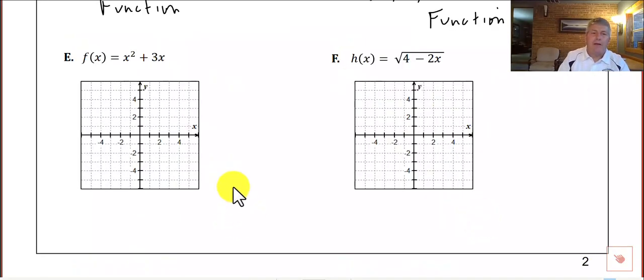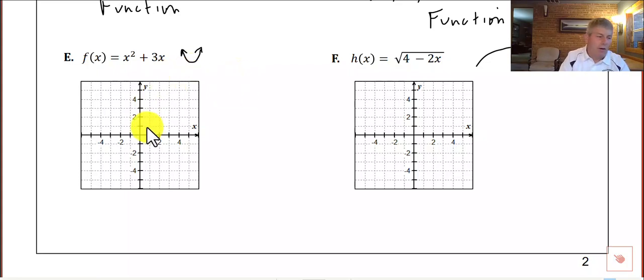Problems E and F, we don't have graphs, we have functions. We have a quadratic here. Some of you might know that the graph of a quadratic is a parabola, and in F we have a square root function, and square root functions are going to look something like that. So let's take a look. We might have to do a table of values to see what this looks like.